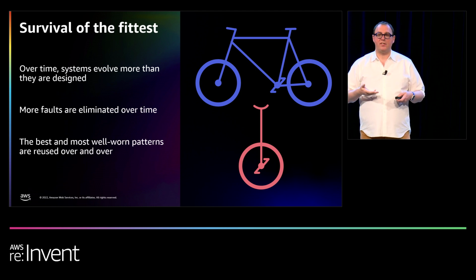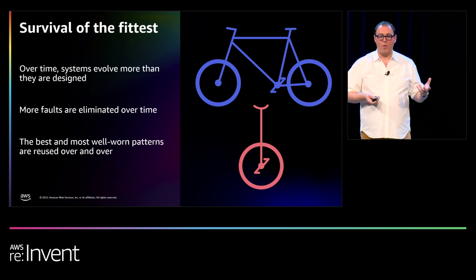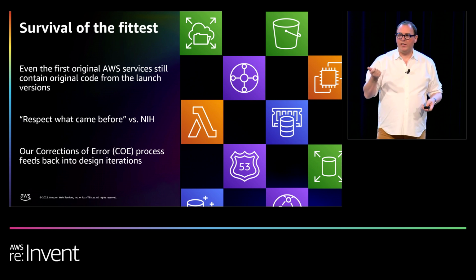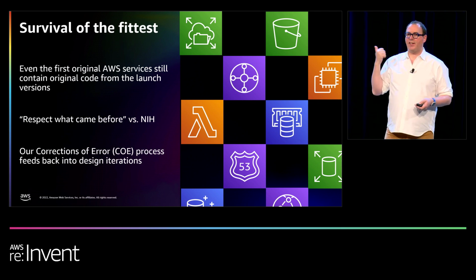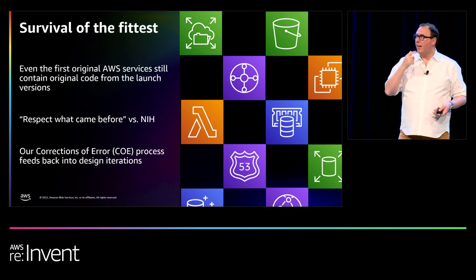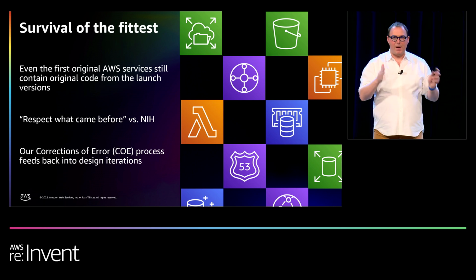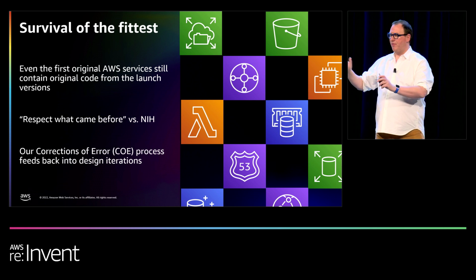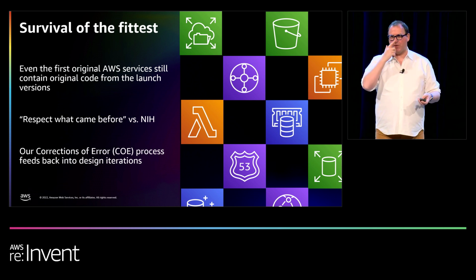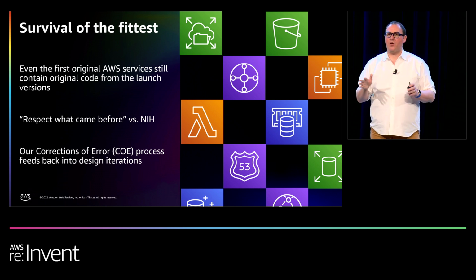And so the best thing we can do as designers is try to use the best, most well-worn patterns that we actually know of and reuse them, because that's what's going to be most reliable. And AWS services are really strong examples of this. Every service I know of still has code from its day one launch. Certainly the ones I worked on, and I'm pretty sure the rest. And we actually have it as one of our principal engineer tenets, respect what came before. We don't want a not-invented-here culture, or just rebuilding and re-architecting things for their own sake. That way lies madness. Instead, we try to leave things alone as much as we can.